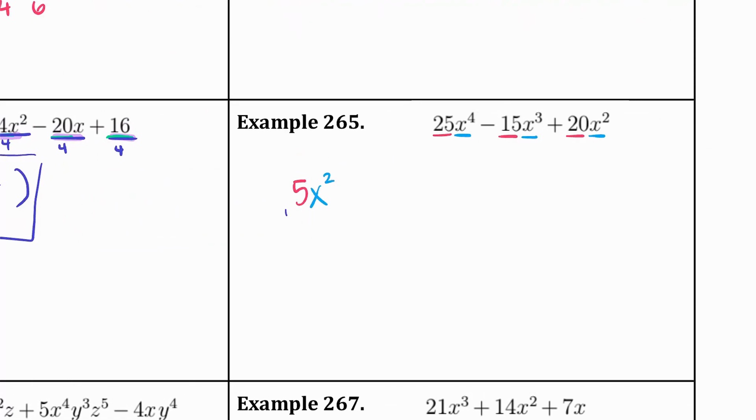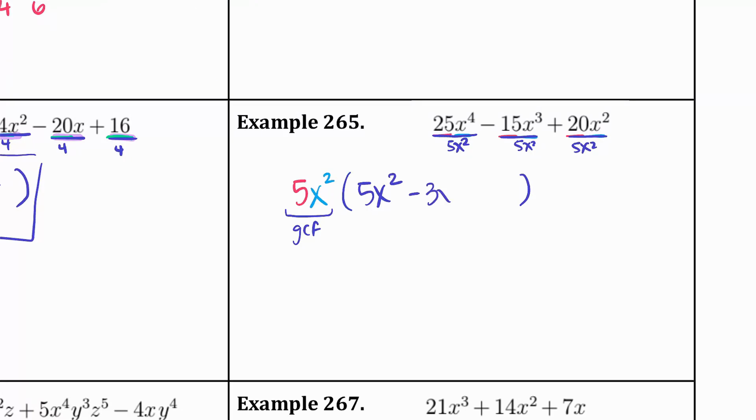Okay, so this out here, again, that's our greatest common factor, our GCF. We're going to see what we have left when we factor that out. So it's kind of like we're dividing each piece by 5x squared. 25x to the fourth divided by 5x squared is 5x squared. Divide the numbers, subtract the exponents. For our middle one, negative 15x cubed divided by 5x squared is minus 3x.